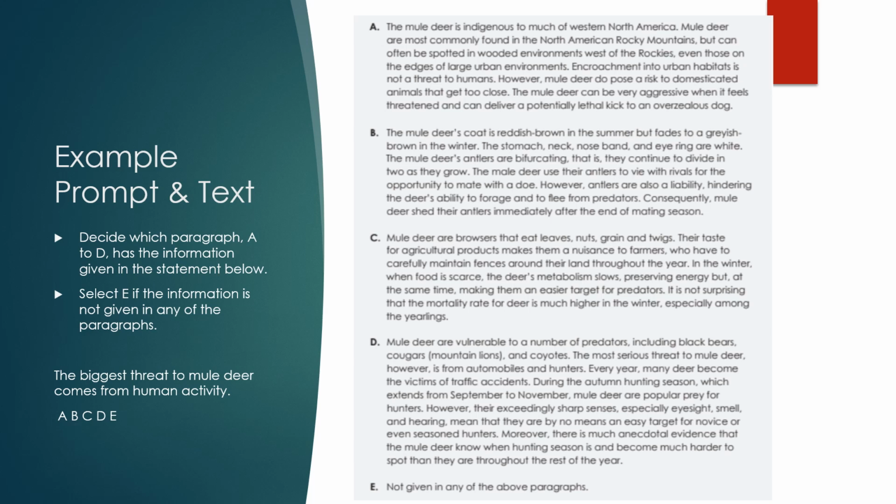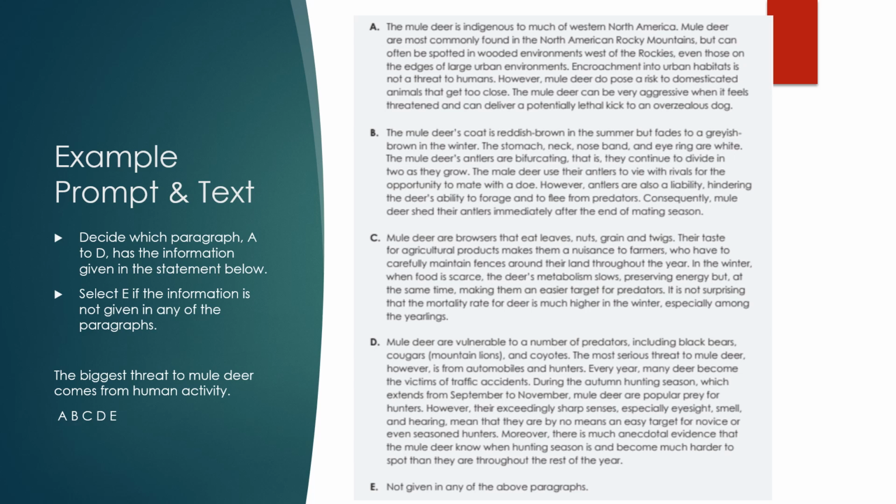This paragraph says the mule deer's coat is reddish brown in the summer but fades to a grayish brown in the winter. The stomach, neck, nose, brain, and eyes. Okay, start skimming fast. The male deer use their own antlers to wield against rivals for the opportunity. So I got to know that this passage describes the animal and how it adapts in different seasons. So it's unlikely you will read about human activity here. So this paragraph will be eliminated. This is incorrect for our answer.